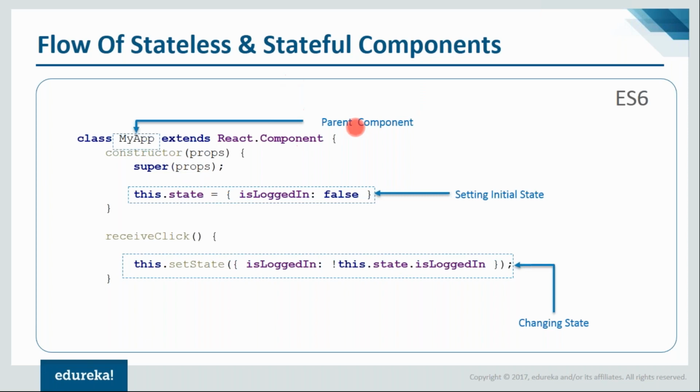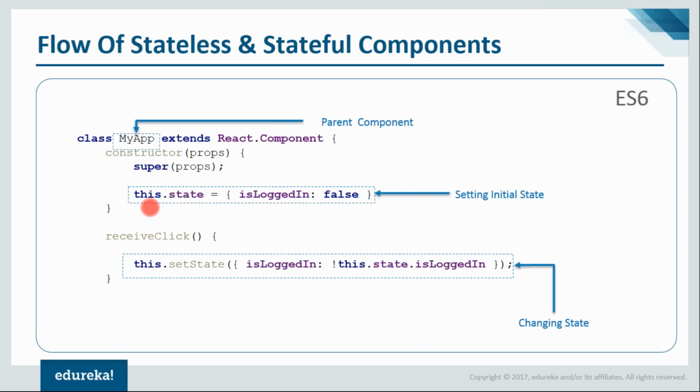As you can see, this MyApp is my parent component. It's defined with the help of this class, and the constructor, this is my superclass which I'm using. Before I explain this code, I want to help you set the context. This code which I'm going to show you is for an application which would show if I'm currently logged in or if I've logged out of that application. It would display that status to me.